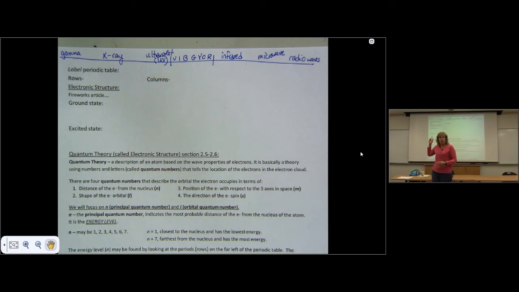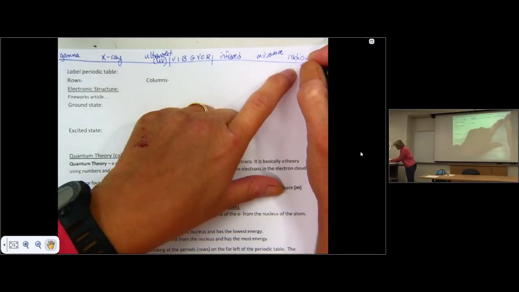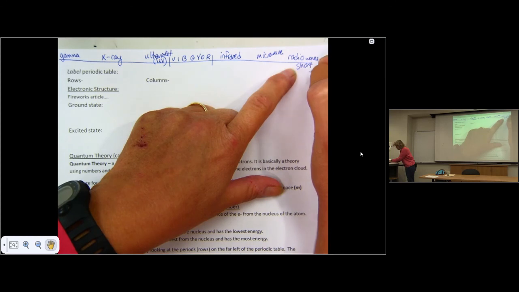Radio waves are long wavelengths. Gamma rays are short wavelengths. So write that on your paper. Radio waves, this end of the spectrum, short waves.